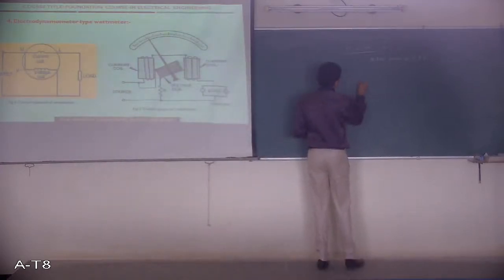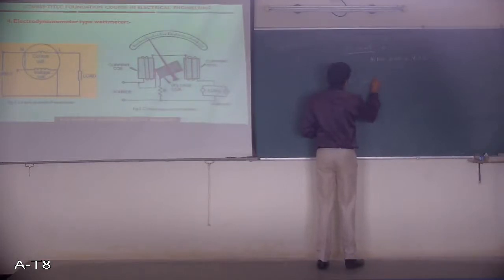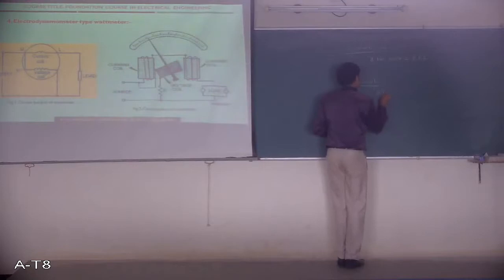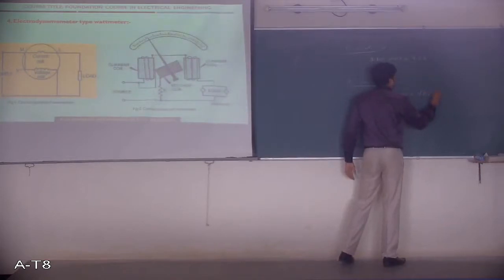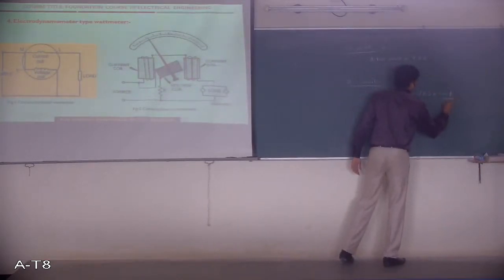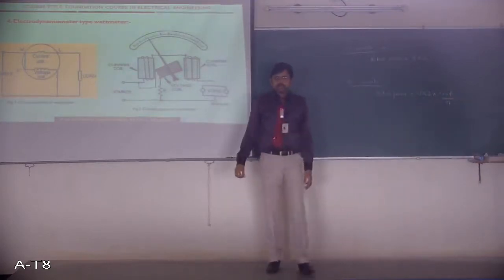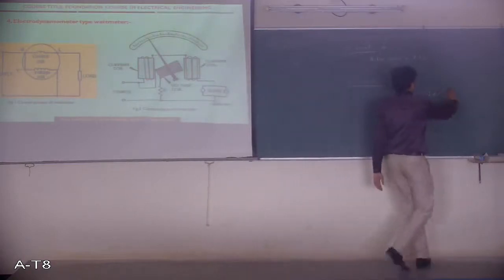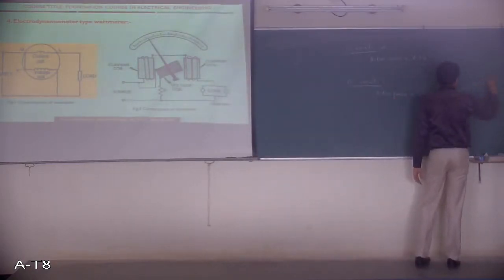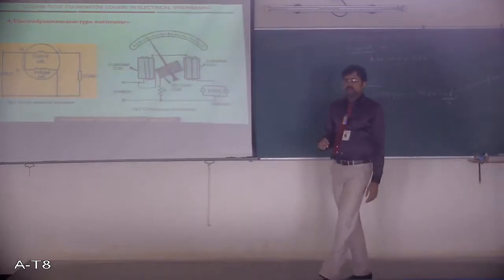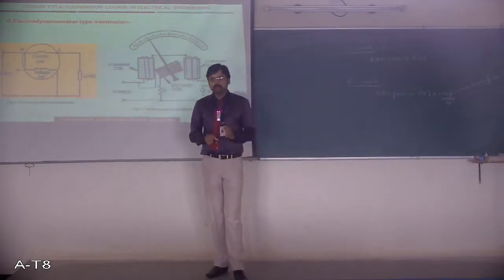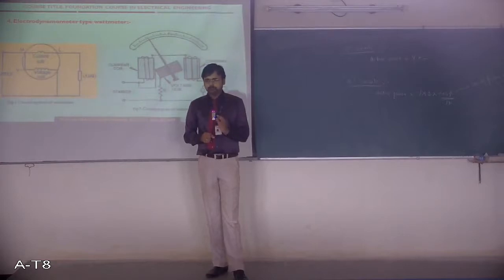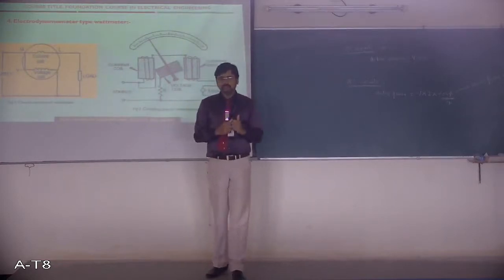And in case of AC circuits, this active power is equal to voltage multiplied by current multiplied by cos phi. This cos phi is nothing but the power factor of the circuit, and this phi is the power factor angle. What is that power factor angle? It is the angle between voltage and current. So basically a wattmeter measures the active power consumed by the load. Whether it is DC or AC, the same instrument can be used to measure the active power.